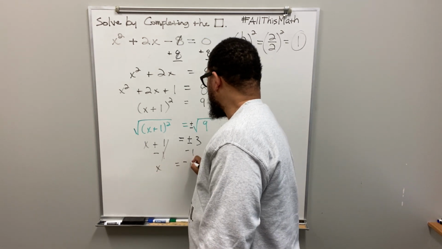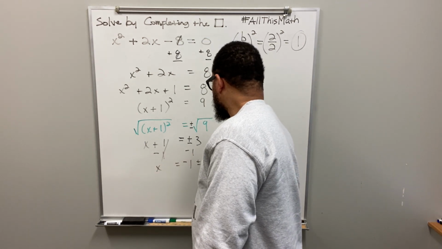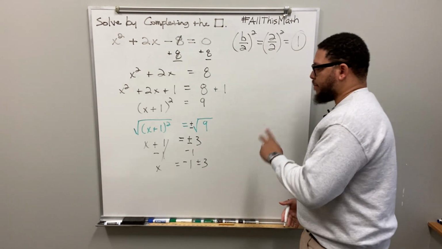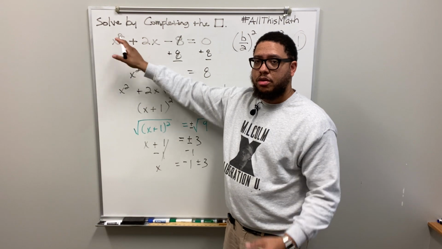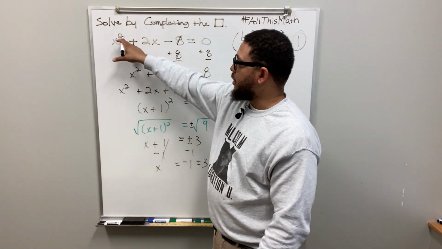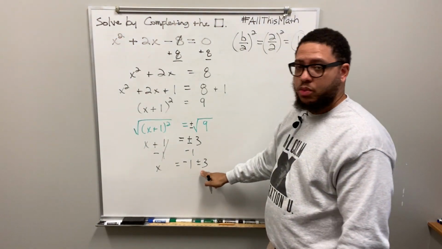Now I'm going to put the negative 1 first, and then plus or minus 3. Now, this is how I get my two answers, because remember, this is a quadratic. It's a quadratic, right? Fundamental theorem of algebra. My biggest exponent is a 2. I should have two answers, right?